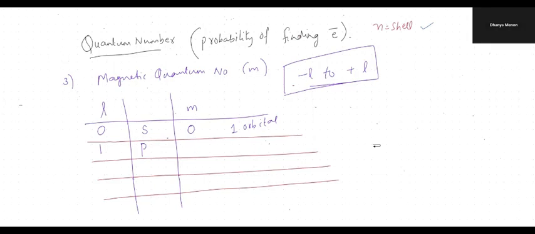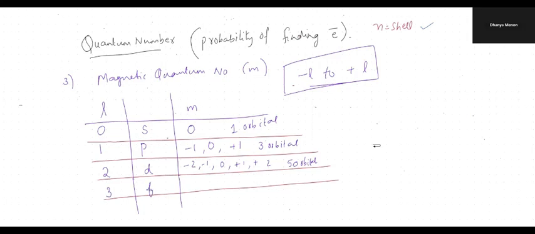If the L value is 1, see the range, minus L to plus L. So it will be minus 1, 0, plus 1. So how many orbitals are there? 3 orbitals are there. Then if the L value is 2, then it represents the d orbital. So minus L to plus L. So minus 2, minus 1, 0, plus 1, plus 2. How many are there? 5 orbitals. And if the value is 3, then it represents F.